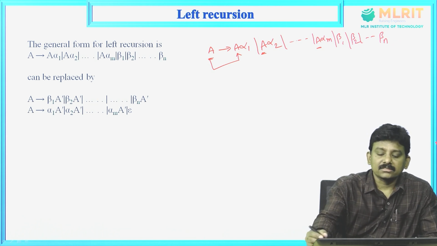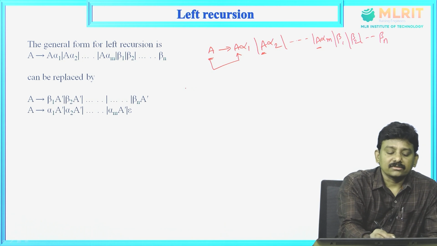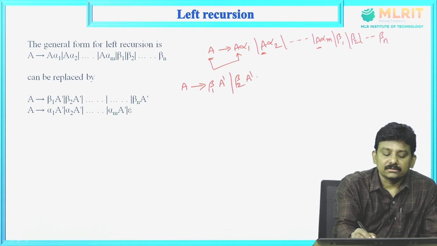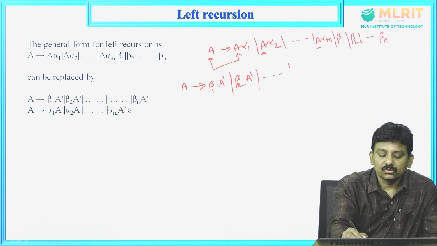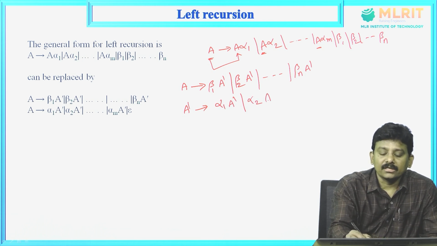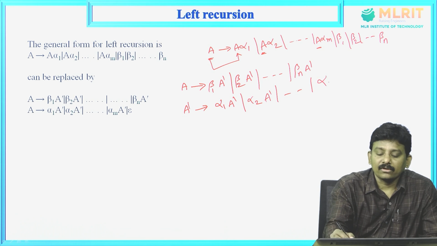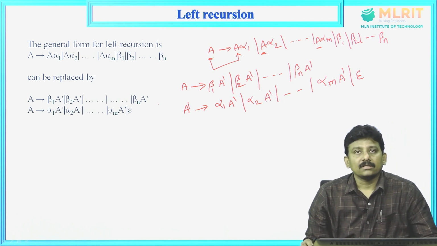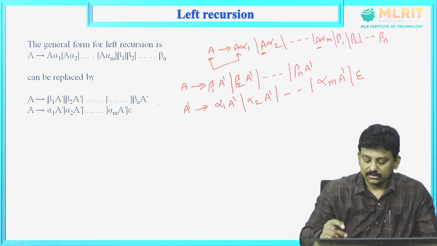We can replace these rules by A derives beta 1 A dash, beta 2 A dash, beta 3 A dash and so on, beta n A dash. What is A dash? A dash derives alpha 1 A dash, alpha 2 A dash and so on, alpha m A dash, and finally epsilon. Like that we can replace left recursion by using these rules.